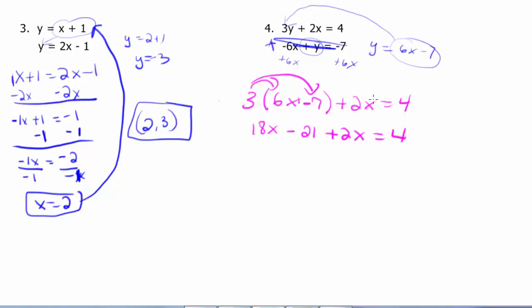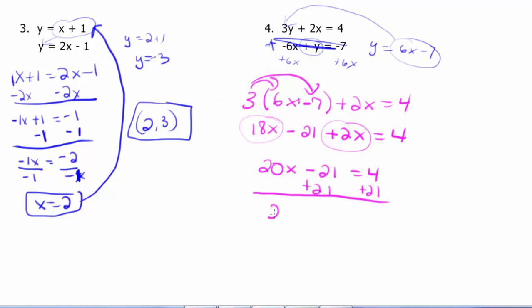Your assignments aren't real long, so you show all your work. Since this 18x and this 2x are on the same side of the equal sign, you just combine them. 20x minus 21 equals 4. Now I've got to get the 21 over, so I change my sign. So 20x equals 25. Divide by 20. Again, use your calculator. It can be a decimal, I'm fine with that. 1.25 is what that's going to be.